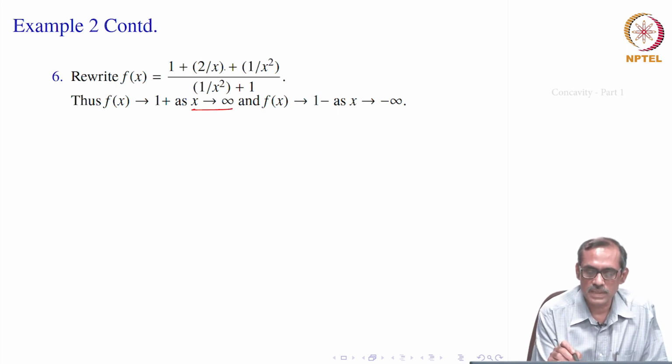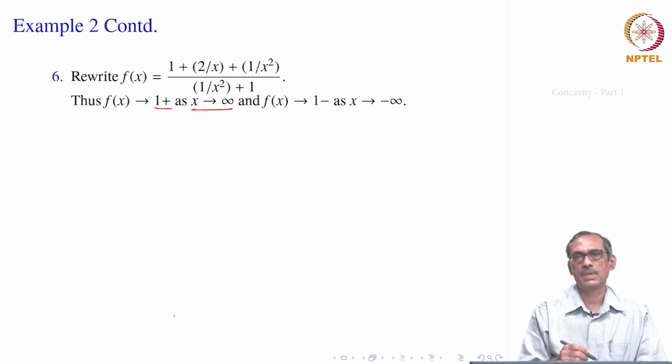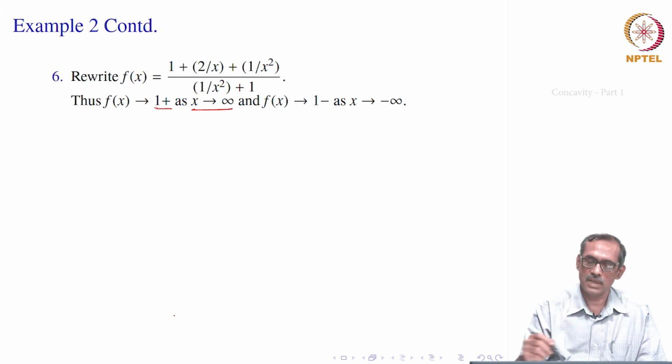When x goes to infinity, x is becoming larger, but staying positive, right. So, 2 by x becomes 0, but it is staying positive. 1 by x square again remains positive, but near 0. So, it is really 1, but positive, right. So, we write 1 plus because of that. It means as x becomes larger and larger and approaches infinity, then f of x will approach 1, but always remain positive.